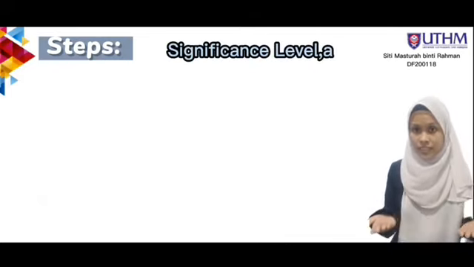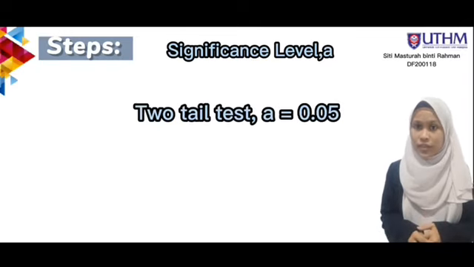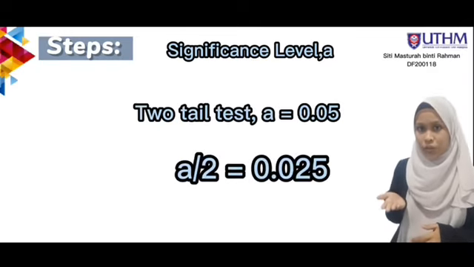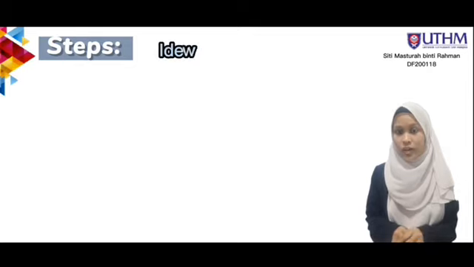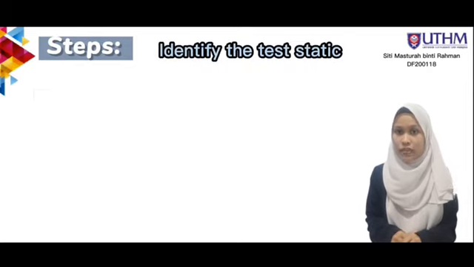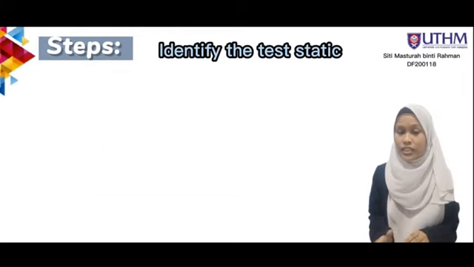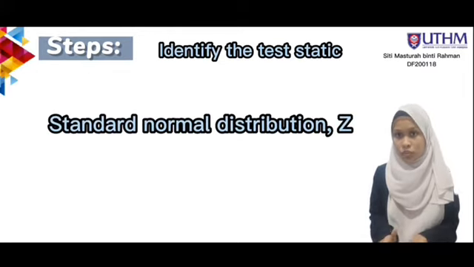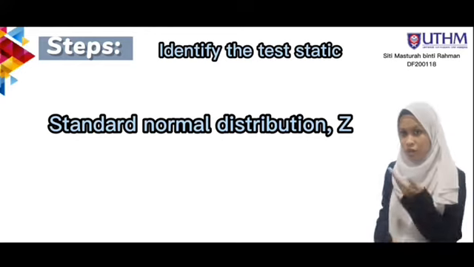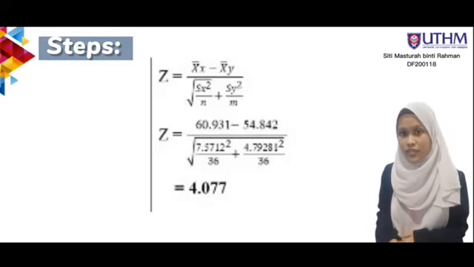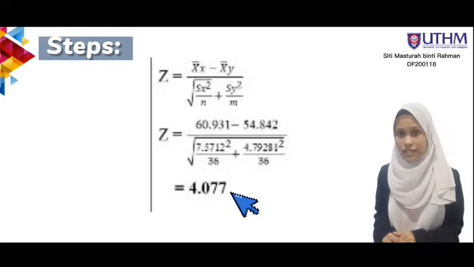Because the hypothesis is a two-tailed test, the significance level will become 0.025. After that, we need to identify the test statistic. Because the sample size n is more than 30 with no standard deviation given, the normal distribution population equation will be used to find the value of the z-test. From the equation, we get the z-test value of 4.077.